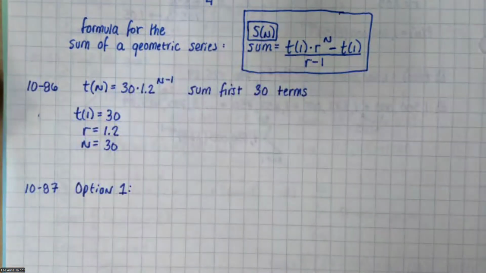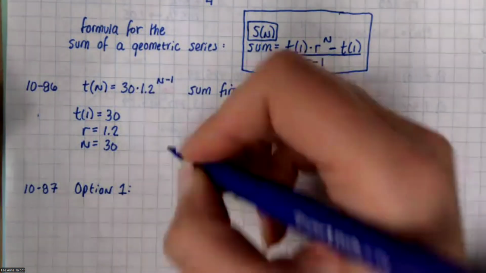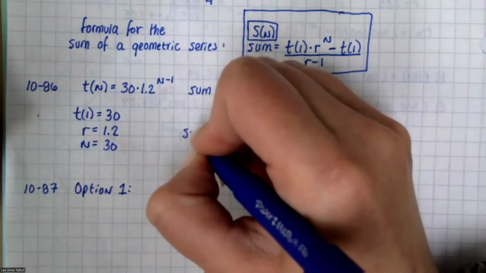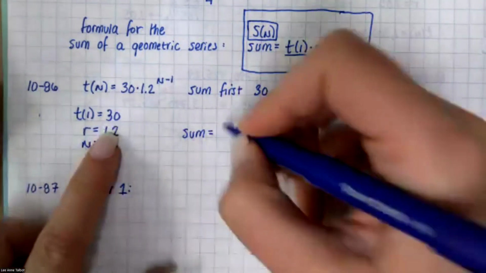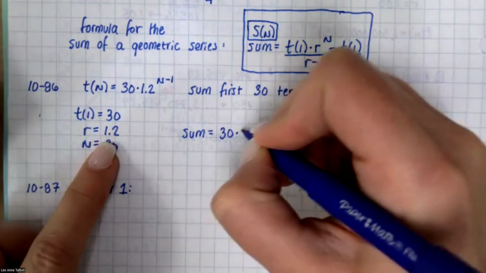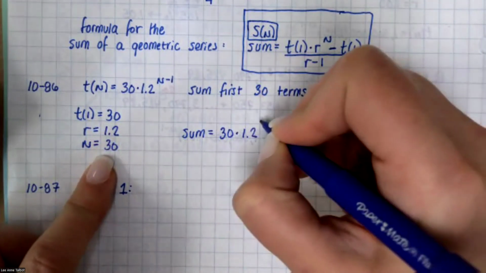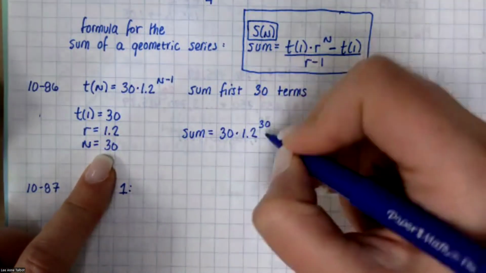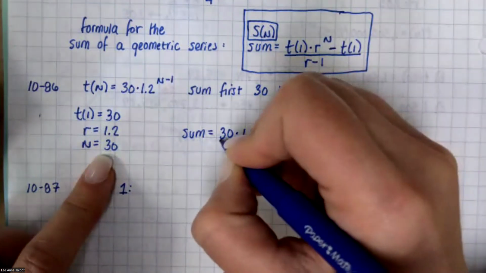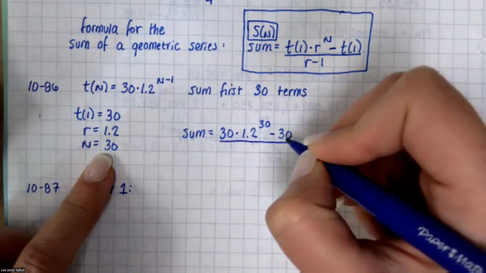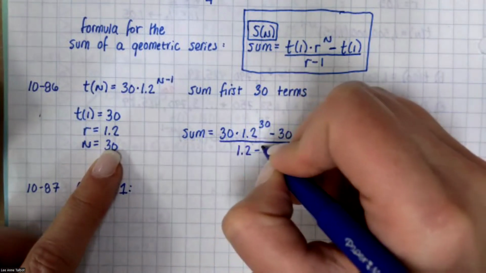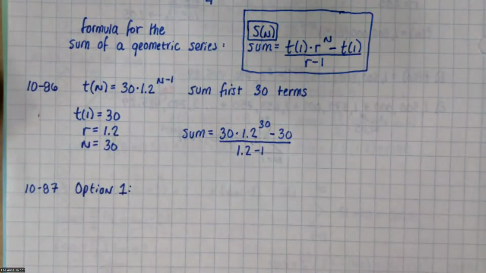I hate it when there's two of the same number in a problem, but it's fine. I will live. Sum equals first term times multiplier to the n minus first term over multiplier minus 1.